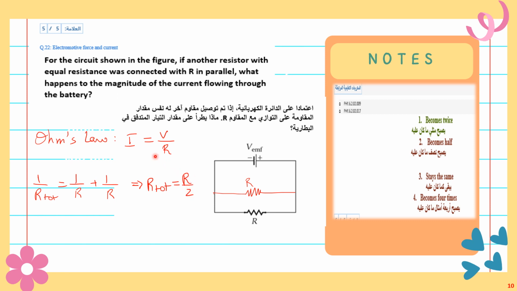So you can tell what will happen to the current. If R decreases, as we discussed earlier, I of course will increase. If R is divided by 2, I will be doubled, multiplied by 2, because I and R are inversely proportional. So I will become twice, and that's the reason.